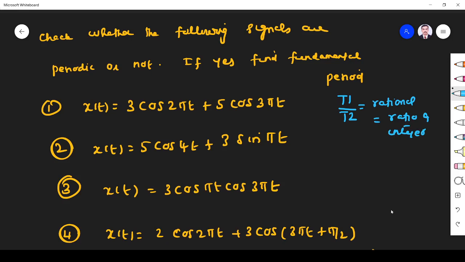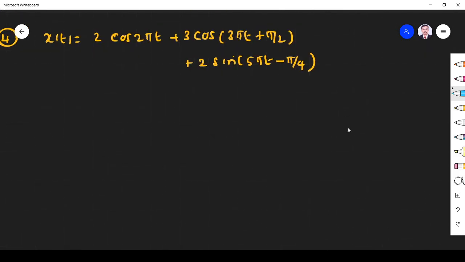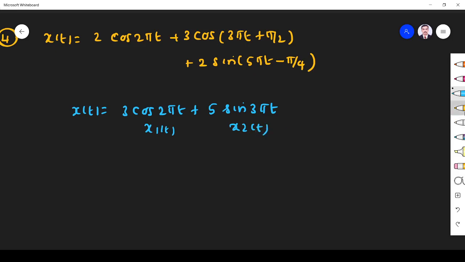So let us see, the first one is x of t is equal to 3 cos 2 pi t plus 5 sin 3 pi t. So let us assume this is x1 of t and this is x2 of t. Find the fundamental period of this one, T1. Individually they are periodic, but together whether they are periodic or not, that is the question.